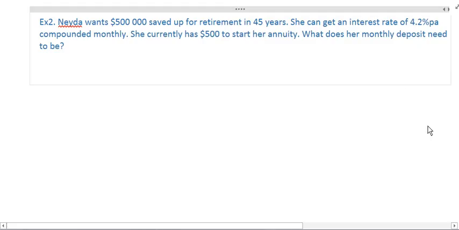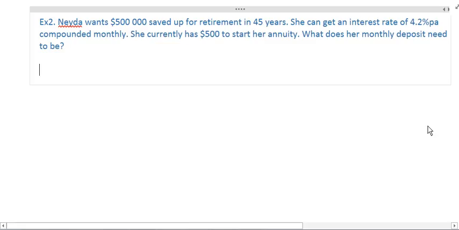Alrighty, so we've done solving for the future value, but we can also solve for any of the other 4 variables. So again, now our equation has 5 variables, so as long as we have 4, we can always find the 5th. So here the scenario is Nada wants to save up $500,000 for her retirement in 45 years. She finds that she can get an interest rate of 4.2% per annum compounded monthly. She currently has $500 to start her annuity. What does her monthly deposit need to be?